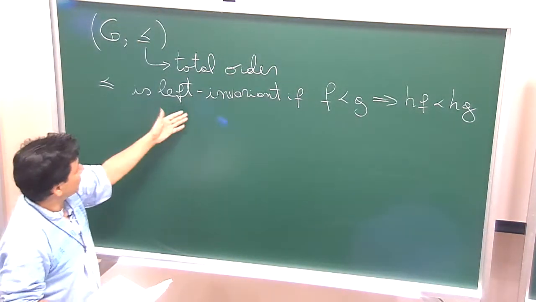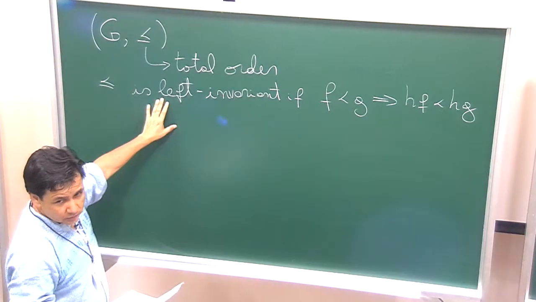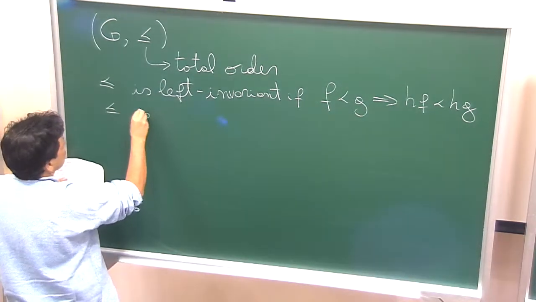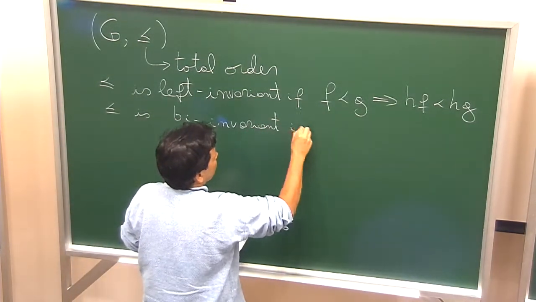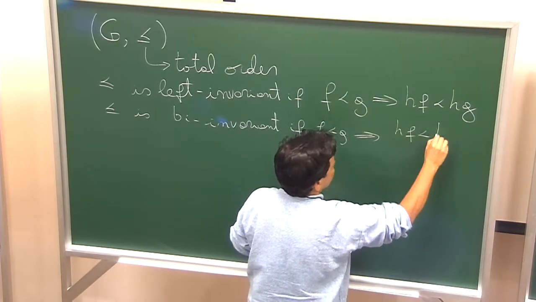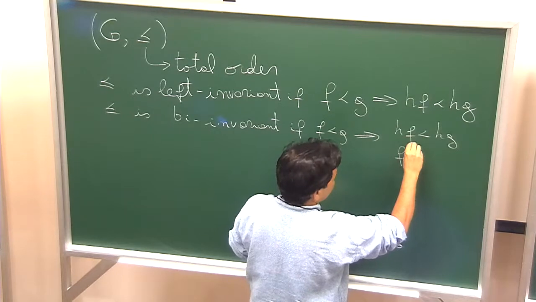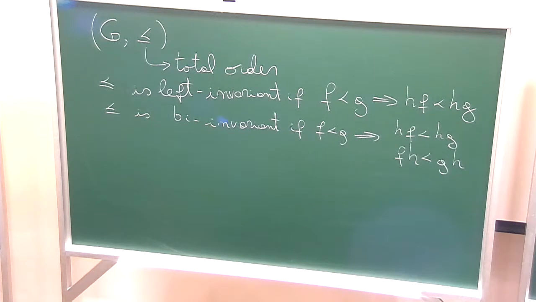Of course, you can define this in the same way. What is a right invariant order? And you say that the order is bi-invariant if f is smaller than g implies both hf is smaller than hg and fh is smaller than gh. Okay. So these are very natural definitions, and I think the point here is to try to justify why this is interesting.